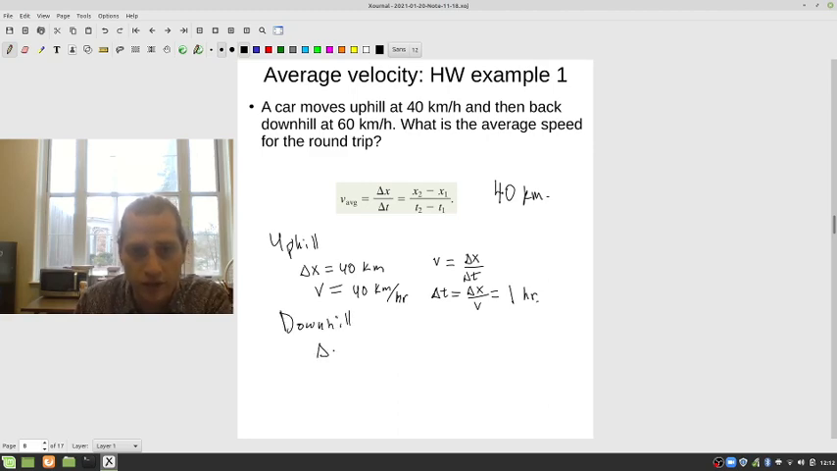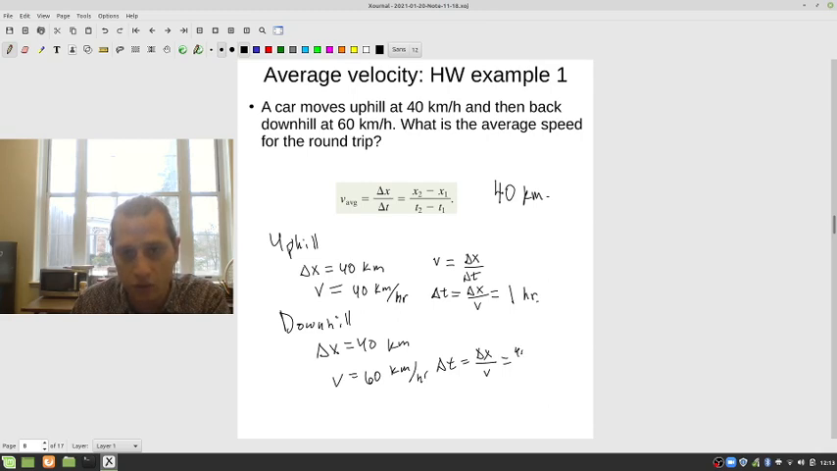my delta x again will be 40 kilometers. My speed in this case is going to be 60 kilometers per hour. And my delta t then would be delta x over v. In this case, it's going to be 40 kilometers over 60 kilometers per hour. 40 divided by 60, that's going to be 2/3 hours.